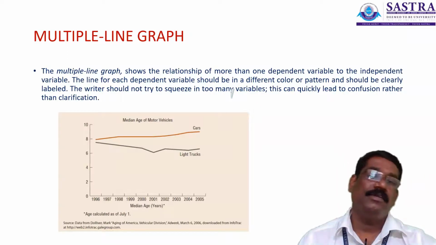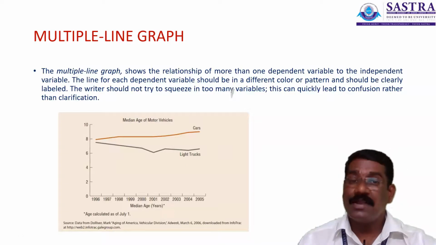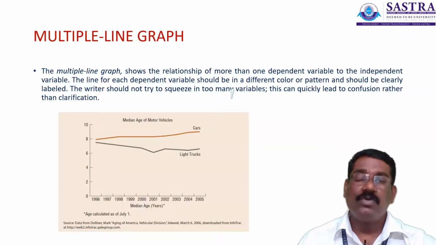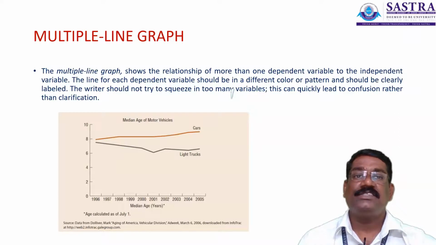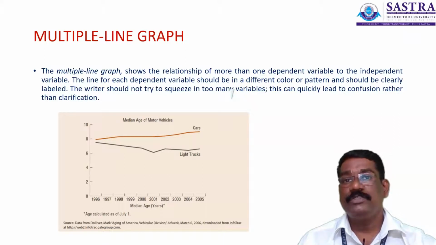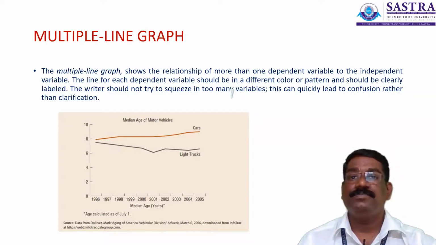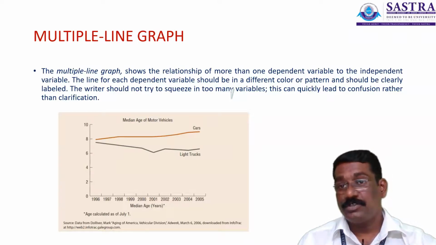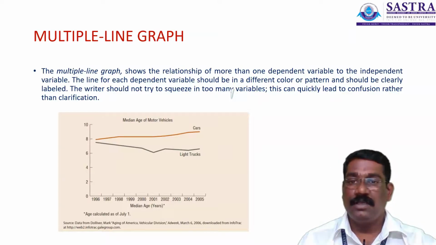That's very important. The writer should not try to squeeze in too many variables. It will not look nice, basically. This can quickly lead to confusion rather than clarification. So that's about the multiple line graph.